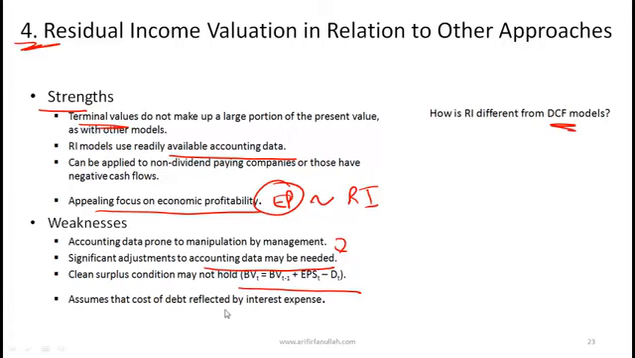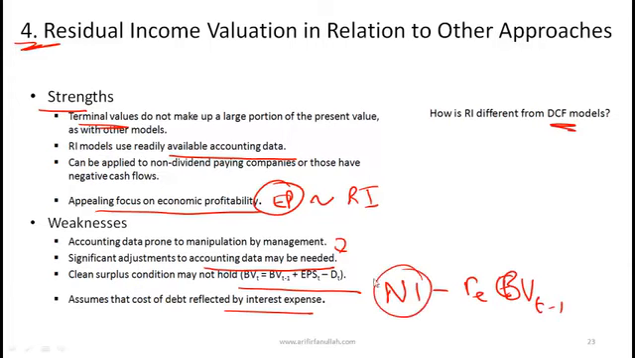It assumes that cost of debt is reflected by the interest expense. What's the point here? The point is that when you do the model, net income minus cost of equity times the book value at time t minus 1, the assumption is that you've already taken into account the cost of debt. And what have you assumed about the cost of debt? That it is simply interest that has been paid in the past. Strictly speaking, what's the cost of debt?